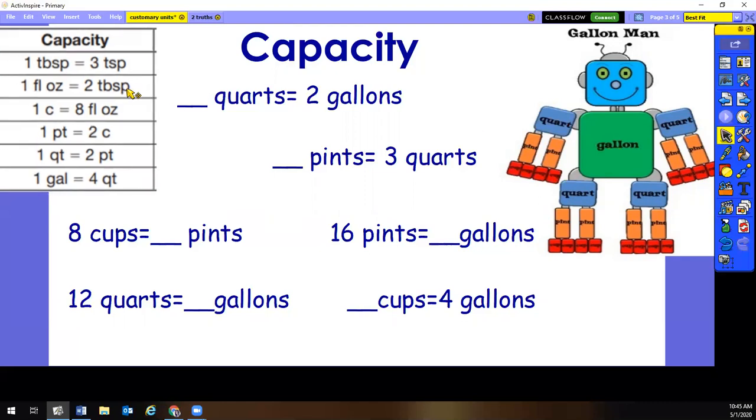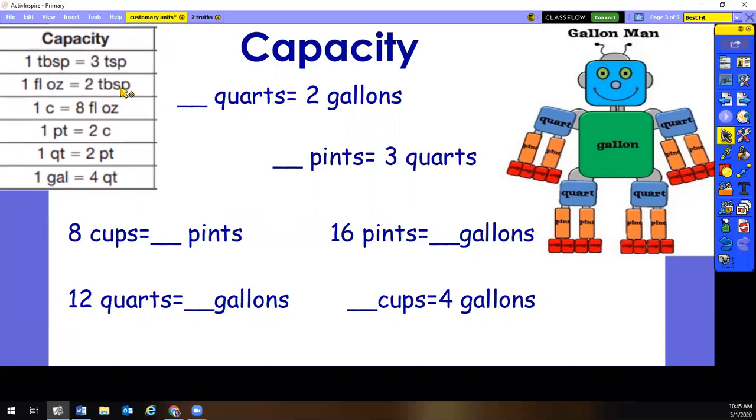Once again, I have given you a chart. This chart is in your notes that hopefully you downloaded and printed. So we're going to use this chart, we're going to use our superhero Gallon Man, and we're going to do some conversions. Once again, I do want to remind you, let me turn my camera on for a minute, about our little hand motions, our little trick to remember if we are multiplying or dividing.